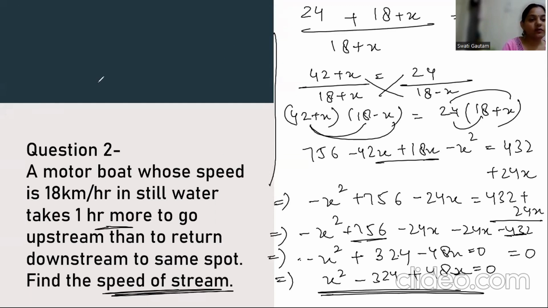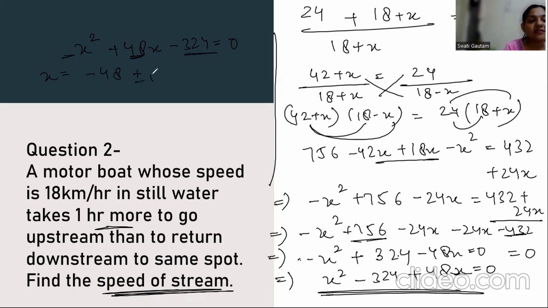So the equation will become x square, because we have to write the highest degree first, then the second one, and then the constant like this. Now you have to solve this to find the value, because it's a quadratic equation. So I will use the formula that is minus b. A is 1 here, b is 48, and c is minus 324.